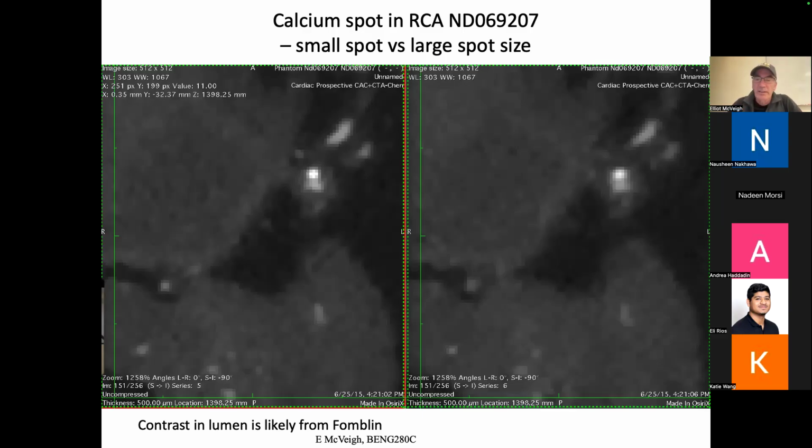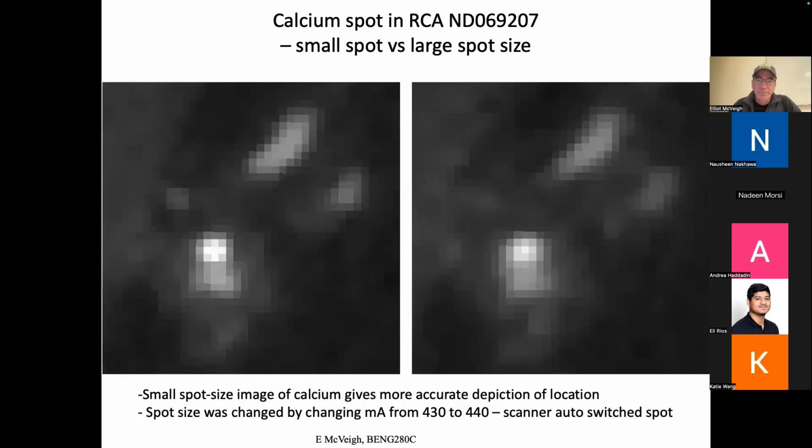Pretty subtle, but basically compared to changing the reconstruction kernel from the Romlock kernel to some other kernel. But here you go. The MA went from 430 to 440, switched the auto spot, and we get a blurrier picture.